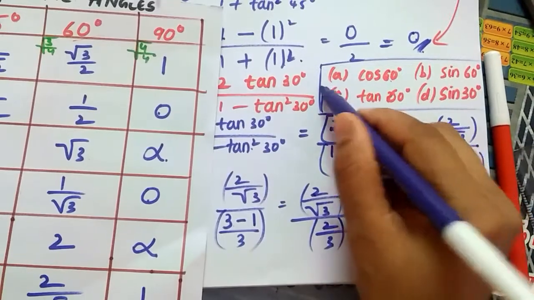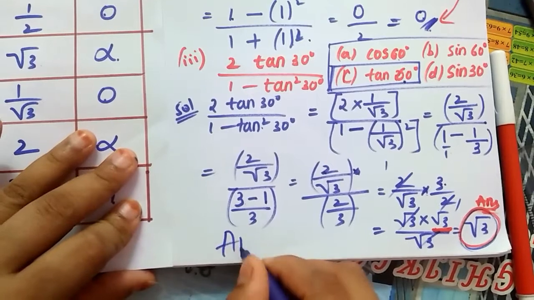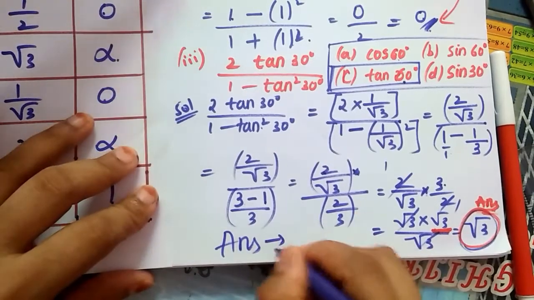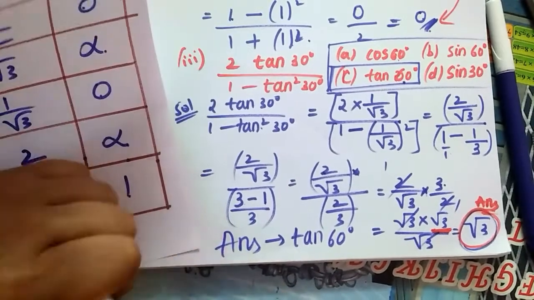So do we have that option here? Yes, we do have the option here. It is tan 60. So directly right away we will say that our answer, since it's root 3, is tan 60 degrees. Okay, wasn't it simple?